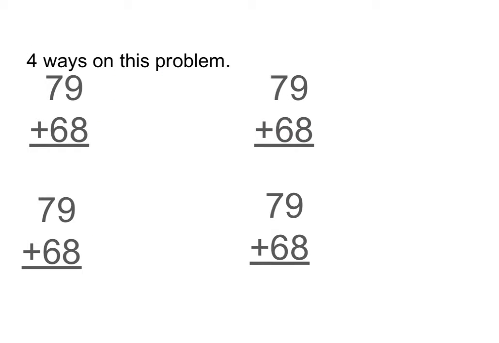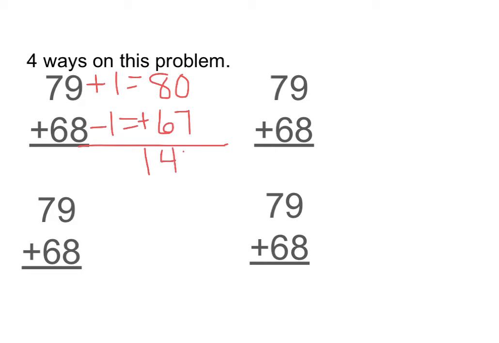Okay, I'm going to do the same thing. So I'm going to add 1 and subtract 1, because I can't just add it. So 80 plus 67 equals 147. You should be really good at that now.